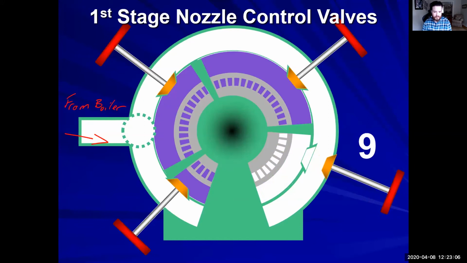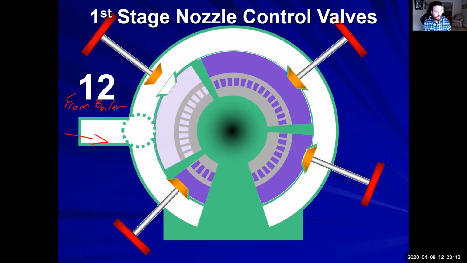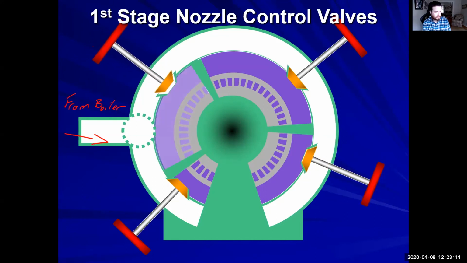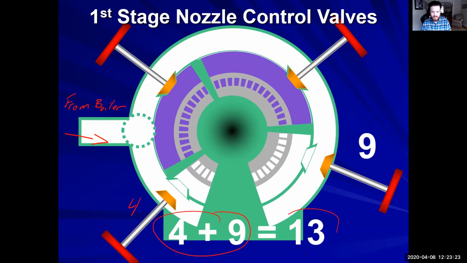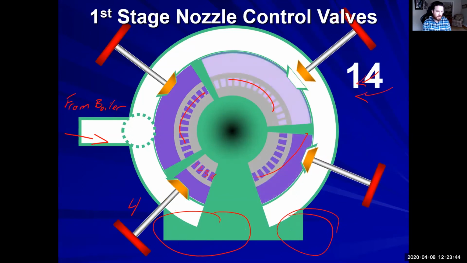There's nozzle number 9. There's nozzle number 12. Now we can do two things. We can add. So we have nozzle 4 over here. 4 and 9 is 13. All right. And we have 1, 2, 3, 4. Same thing over here. We have 1 through 9, 12, and then 14 over here. All right. That's how many nozzles we have going into our turbine blades. And then there's 14.